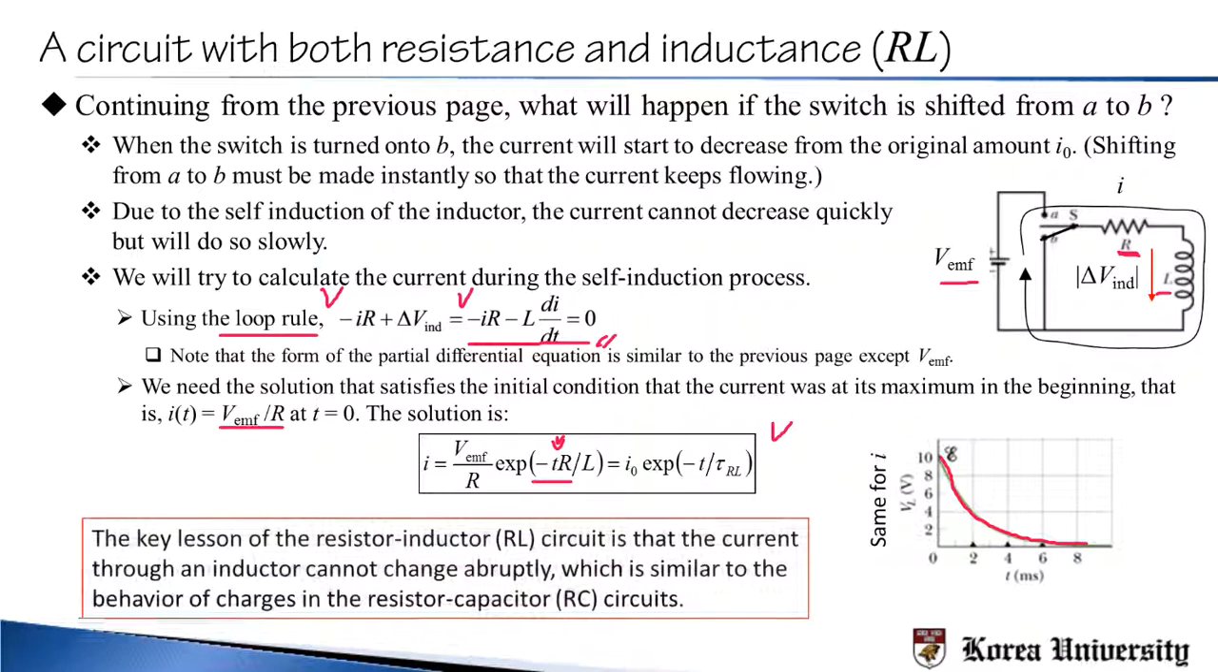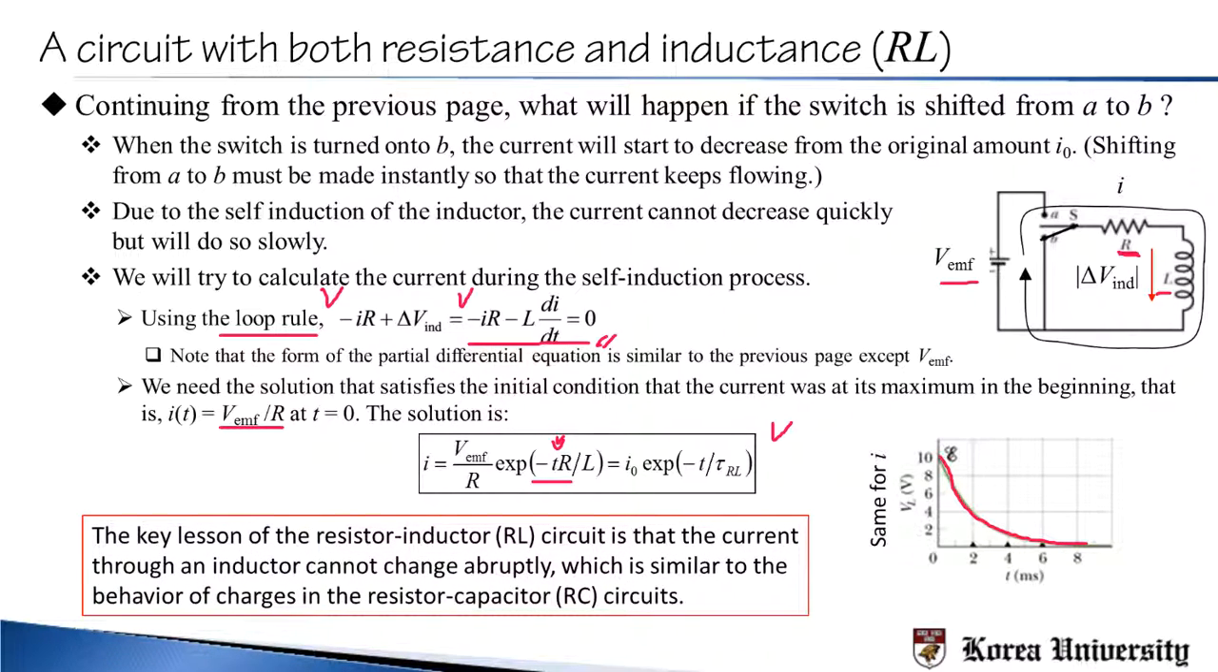As a summary, the key lesson of the resistor-inductor circuit is that the current through an inductor cannot change abruptly. And this is similar to the behavior of charges in the resistor-capacitor circuit. So the current in the RL circuit and charges in the RC circuit cannot change abruptly, and it takes time for them to become saturated during the charging process or become 0 during the discharging process.